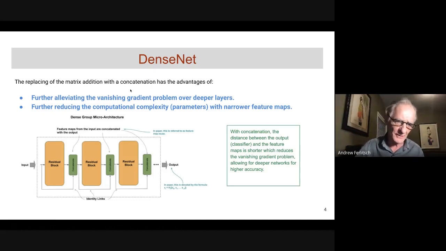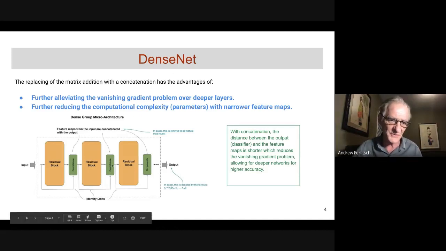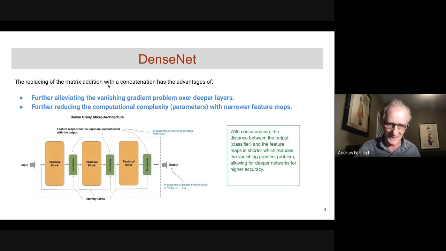So here's a pictorial representation of a dense group. Okay, let me back up. Replacing the matrix addition with a concatenation had the advantages of further alleviating the vanishing gradient problem going deeper in the layers. And it further reduced the computational complexity, that is the number of parameters, with narrower feature maps. And we'll describe that subsequently in what's called a transition block.